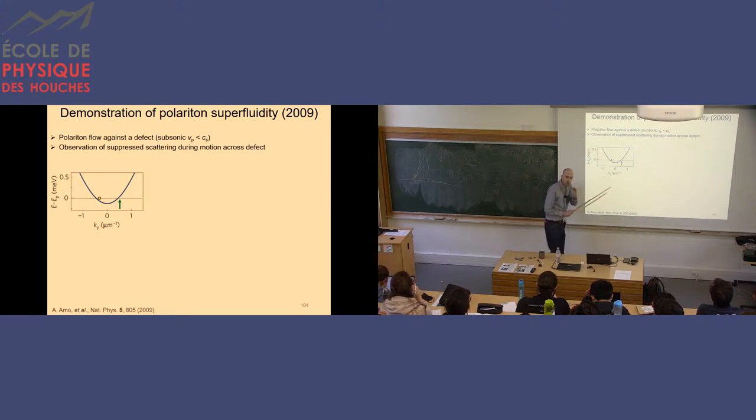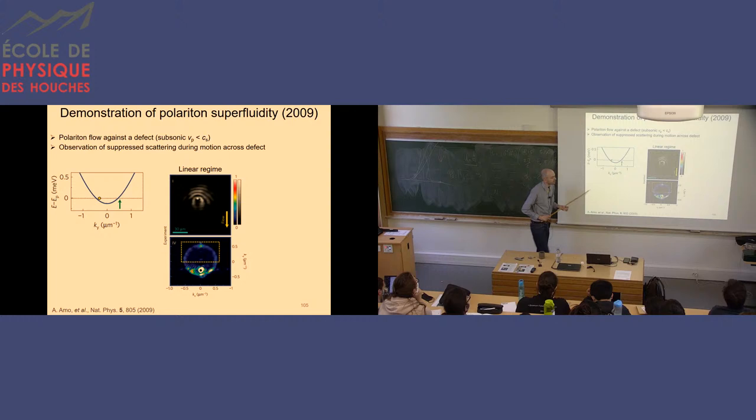As I was telling you, at low power the Bogolyubov dispersion, the spectrum of excitation above the vacuum, is basically your linear dispersion. So at the energy of the pump, you have plenty of states available to experience elastic scattering. When the polariton flow encounters the defect, they are going to scatter, and there are many, many states available at the same energy. So when people sent a flow of polaritons against the defect, they saw that indeed there is some scattering.